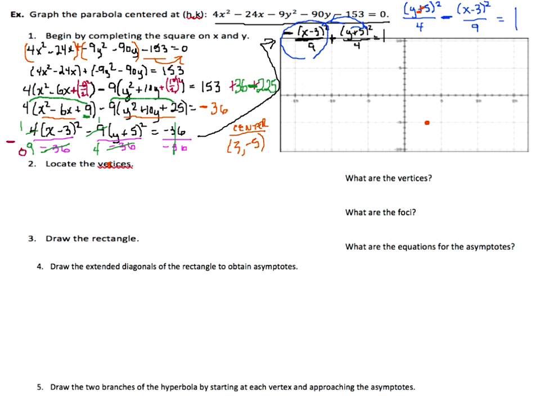Okay, so moving forward, we want to locate the vertices. So I have my equation, y plus 5 squared over 4 minus x minus 3 squared over 9 equals 1. Remember, your a value is always with your x.